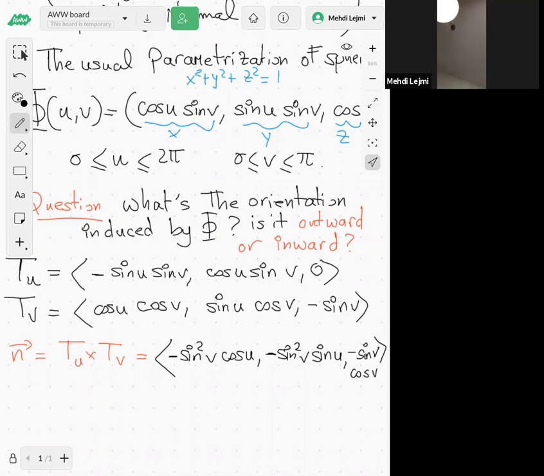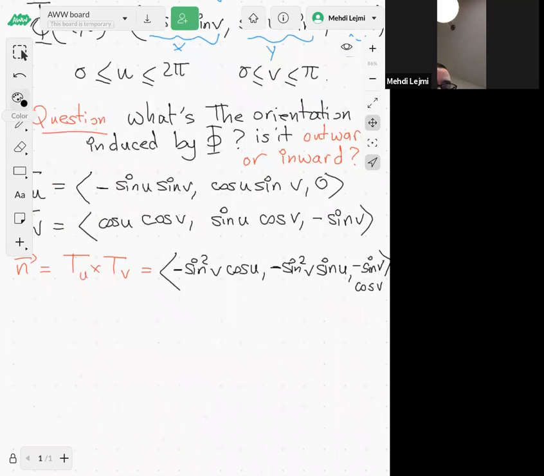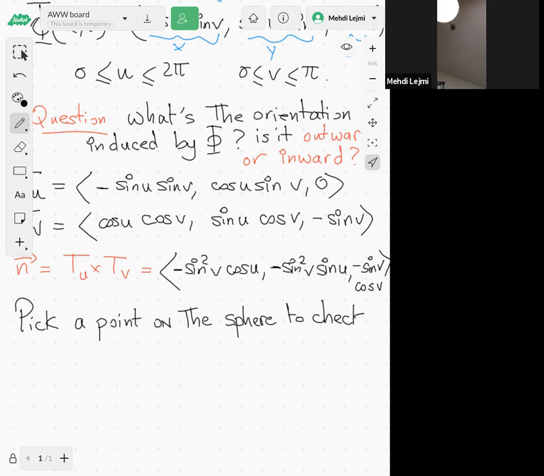So how can we check the direction of this normal vector? How can we check if it's outward pointing or inward pointing? All you have to do, guys, is just pick some point on the sphere and see what will be the direction of this normal vector. So let's pick a point on the sphere to check the direction of this vector.